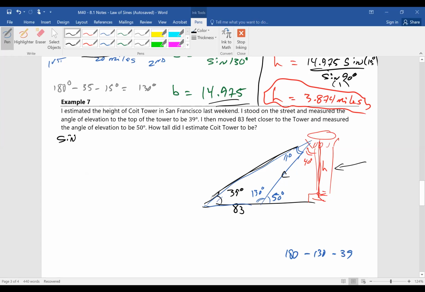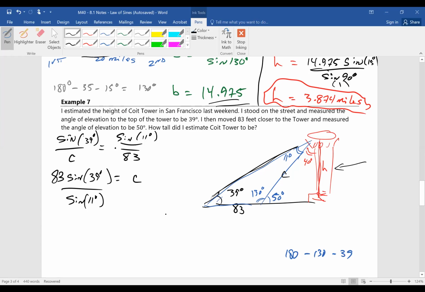The sine of 39 degrees over side C that I don't know is going to equal the sine of 11 degrees. I always have to have an angle on the side that I do know, over 83. Now here's my cross multiplying again. Multiply both sides by 83: 83 sine of 39 degrees. Multiply both sides by C. Your C is going to come up here. And then I'm going to divide both sides by sine of 11.